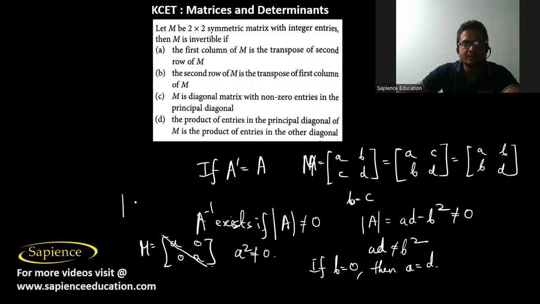Since why? The determinant of M will come A square, and that should not be equal to 0. Then only it will be invertible. So option C is the correct answer.